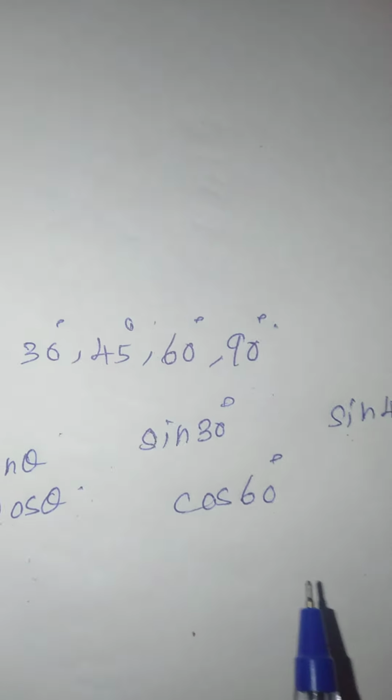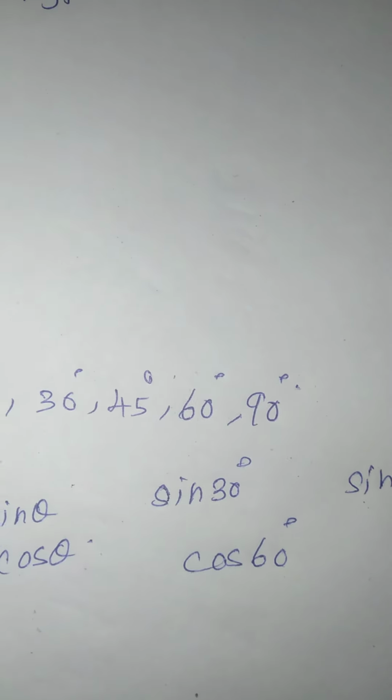That is, for the angles 0 degree, 30 degree, 45 degree, 60 degree and 90 degree. Generally we have seen sin theta, cos theta and so on. So particularly we are going to see what the value of sin 30 degree or cos 60 degree or sin 45 degree is. So we can derive the values for all these.